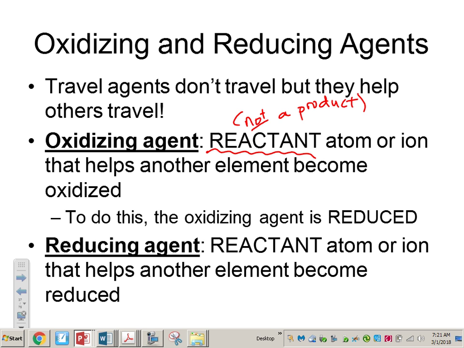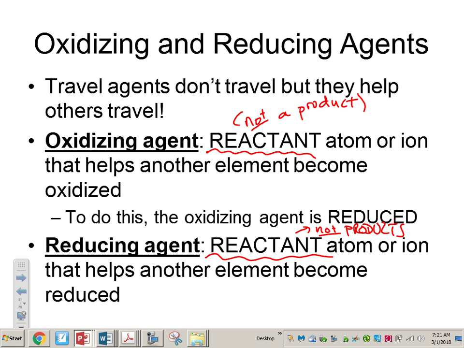Similarly, reducing agent is simply the flip of that. The reducing agent, again, it's the reactant, not a product. Products are never things that are oxidized or reduced. Only reactants can be oxidized or reduced. The reactant atom or ion that helps something else become reduced. It itself is not reduced. It helps something else be reduced. It helps something else gain electrons.